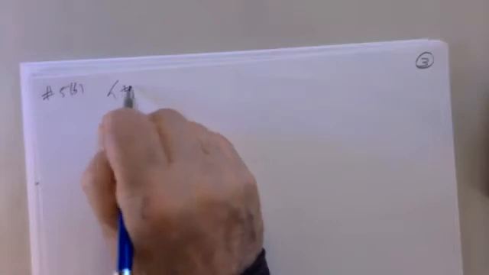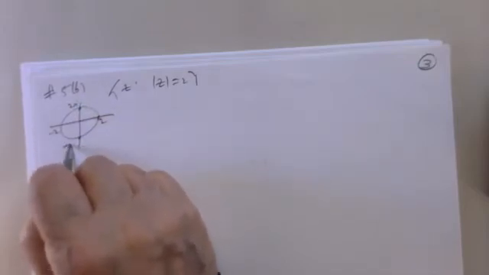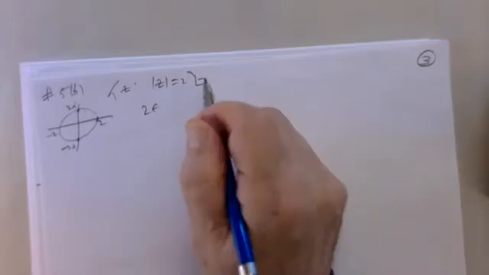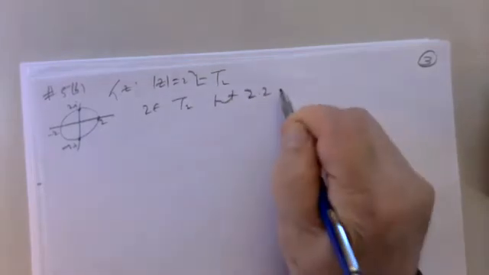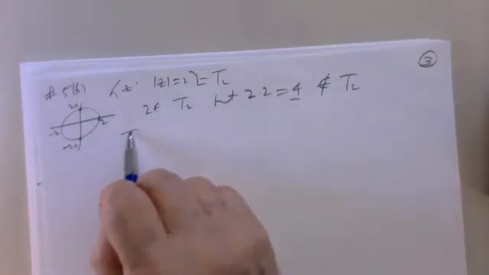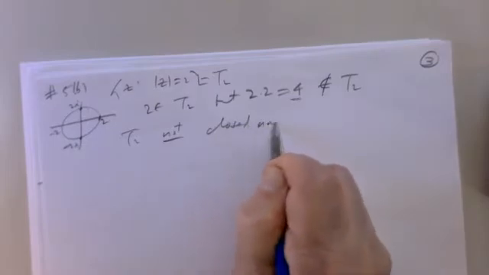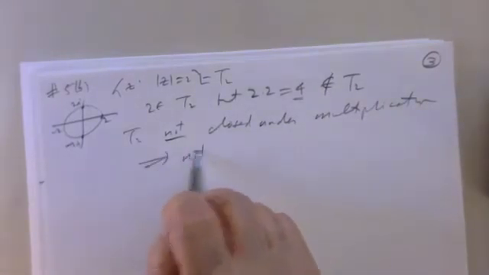What about 5b? Suppose you take the circle of radius 2, all complex numbers with the absolute value of z equal to 2. So this is 2, minus 2, 2i, minus 2i. So 2 is certainly in this set. Let me call it T2. 2 is in T2. But 2 times 2, which is 4, is not in T2, because 4 has absolute value 4. It doesn't have absolute value 2. So T2 is not closed under multiplication.